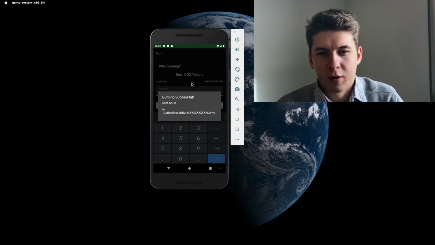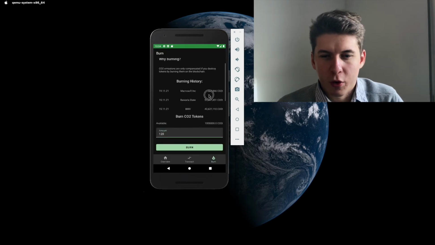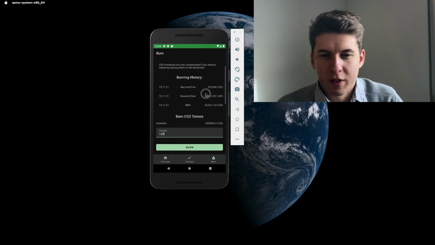So with this system, if everyone participates in this system, every carbon dioxide emission was taken out of the atmosphere before. So it is always net negative. So once we are burning our token, it becomes visible on the blockchain.